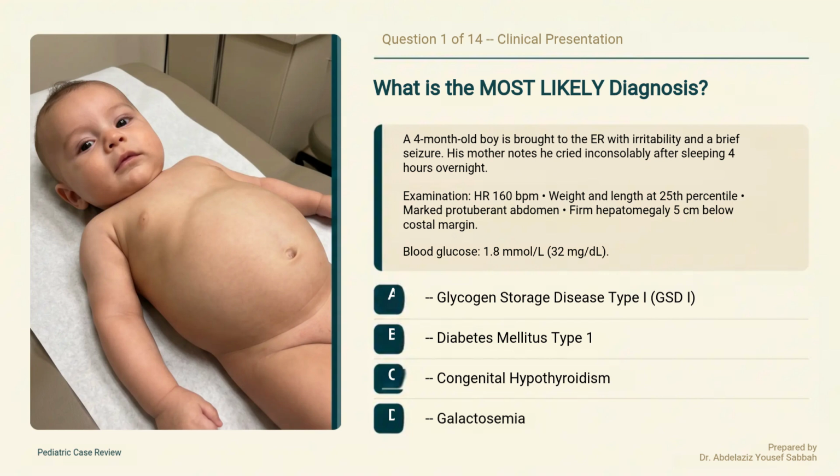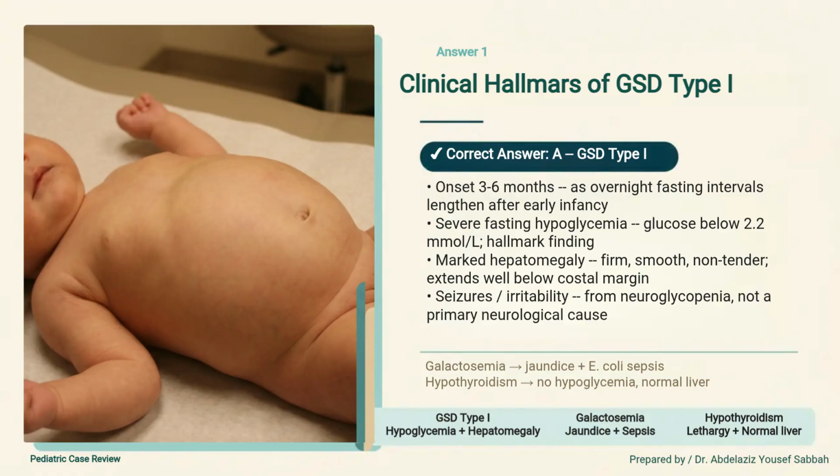What is the most likely diagnosis? Option A, Glycogen Storage Disease Type 1. Option B, Diabetes mellitus Type 1. Option C, congenital hypothyroidism. Option D, galactosemia. The correct answer is option A, Glycogen Storage Disease Type 1.